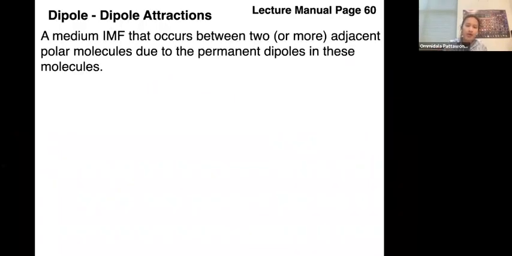The next IMF that we are going to take a look at is dipole-dipole attraction. Dipole-dipole attraction is going to happen between molecules that contain a dipole moment, which are the polar molecules. The attraction between polar molecules is due to the permanent dipoles. Because a permanent dipole is not temporary, like the previous case that we saw, the dipole-dipole attraction would be a stronger attraction than the dispersion force that we saw previously.